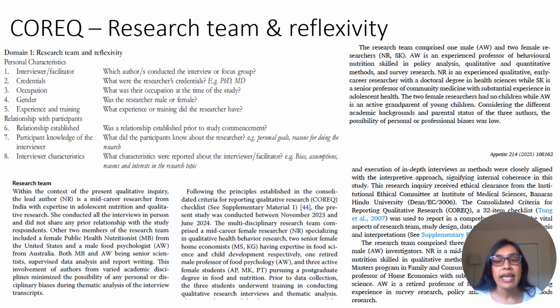Now, again, let's read another one here. I'll read the top one. The research team comprised one male and two female researchers. AW is an experienced professor of behavioral nutrition, skilled in policy analysis, qualitative and quantitative methods, and surveying. NR is an experienced qualitative early career researcher. At the time I was writing it, I was an early career researcher with a doctoral degree in health sciences, while SK is a senior professor of community medicine with substantial experience in adolescent health.